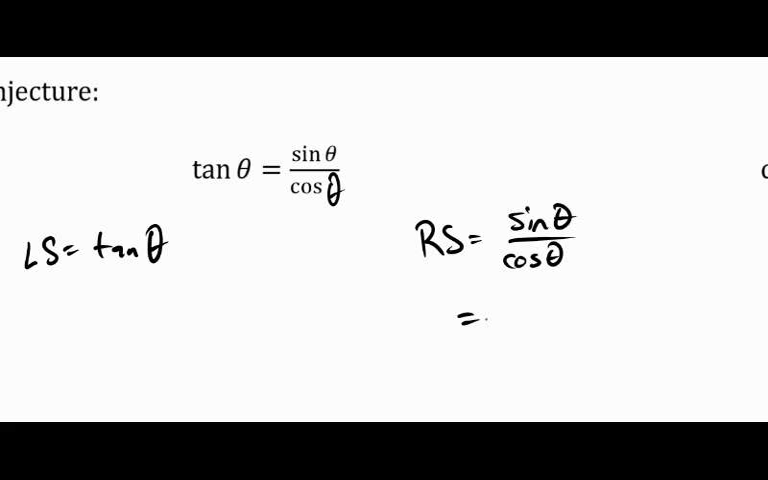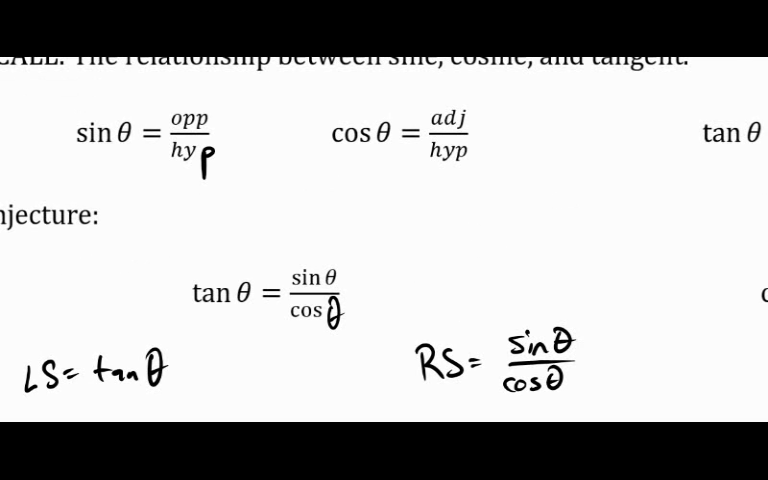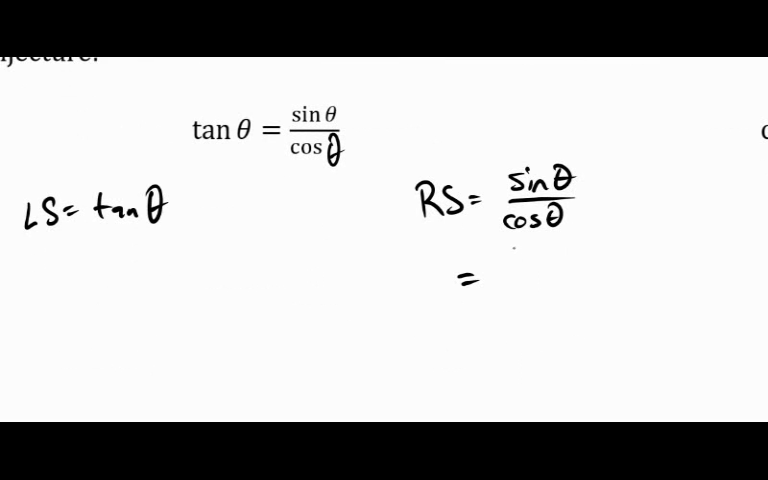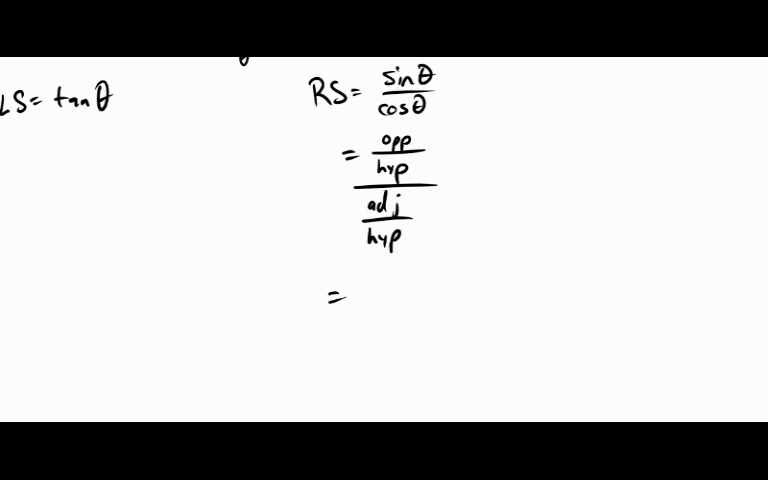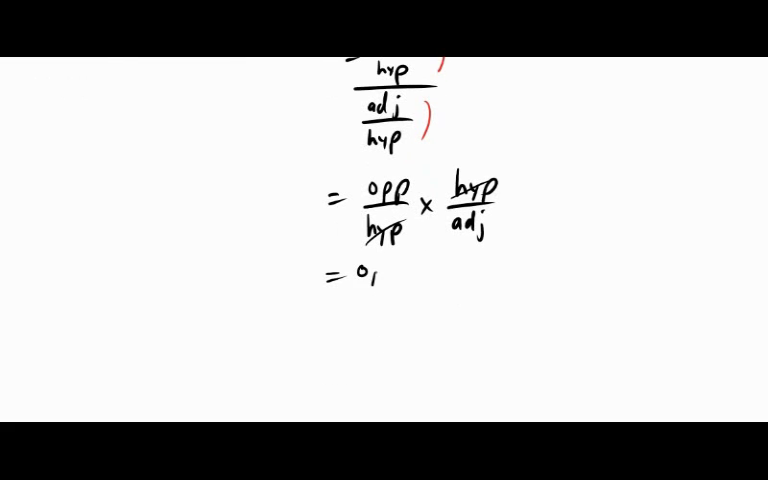How can I rewrite sine just based on what we had up here? Easy question. Thank you. So I'm going to replace sine with opposite over hypotenuse. How do I replace cosine? Adjacent over hypotenuse. Dividing two fractions: here's one of the fractions, here's the other. How do I divide fractions? You flip the fraction you're dividing by and change it to multiply. So this is opposite over hypotenuse times hypotenuse over adjacent. And what happens? Hypotenuses divide to 1, and I get opposite over adjacent, which is tan theta.